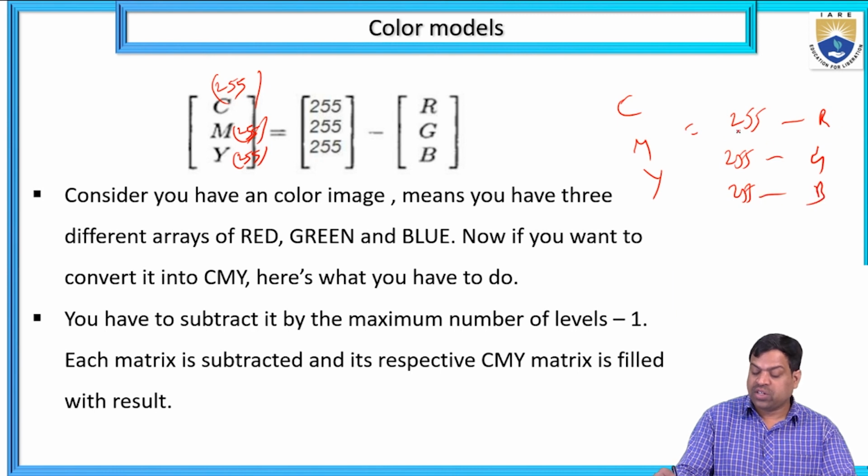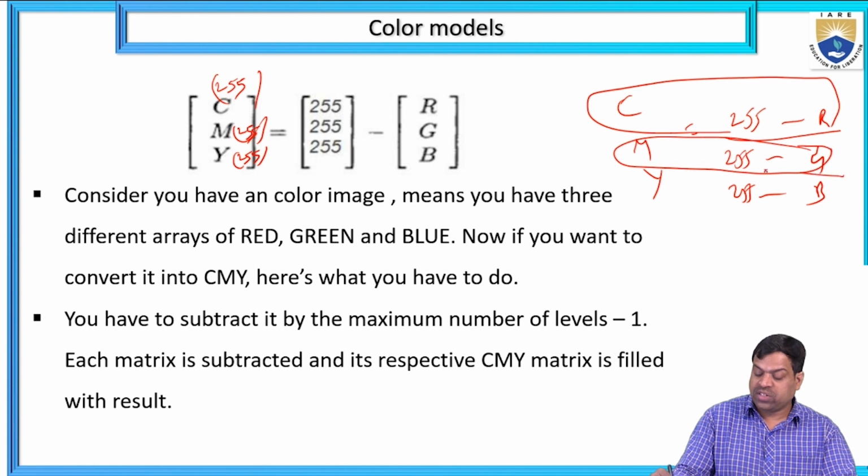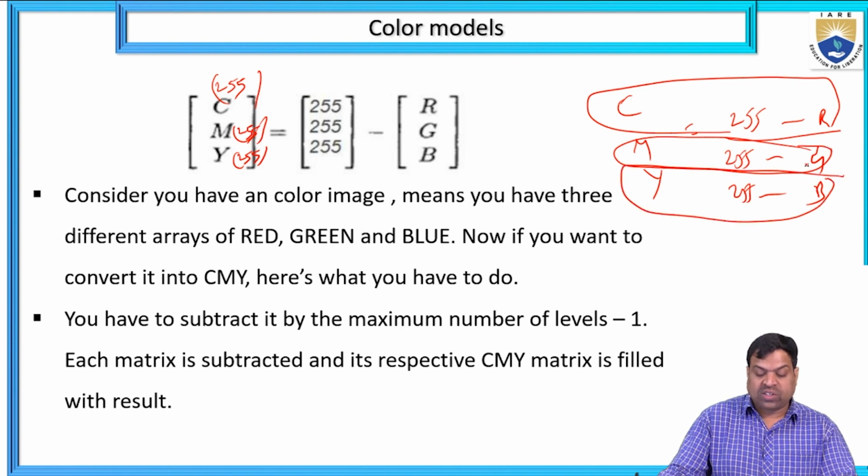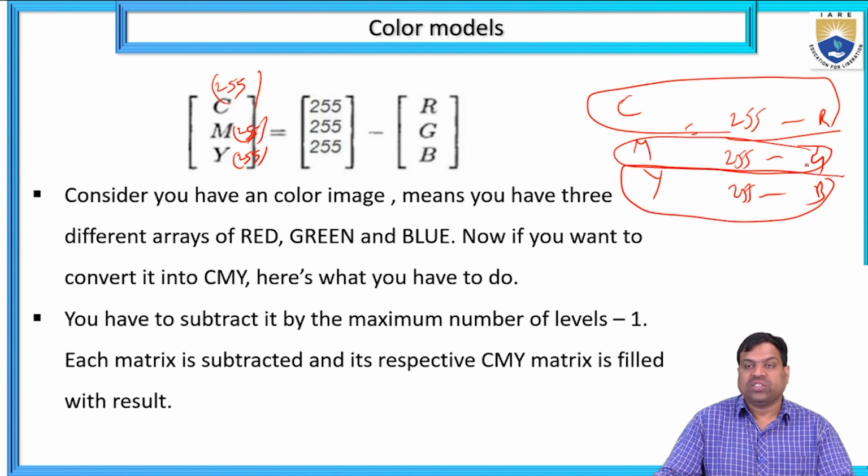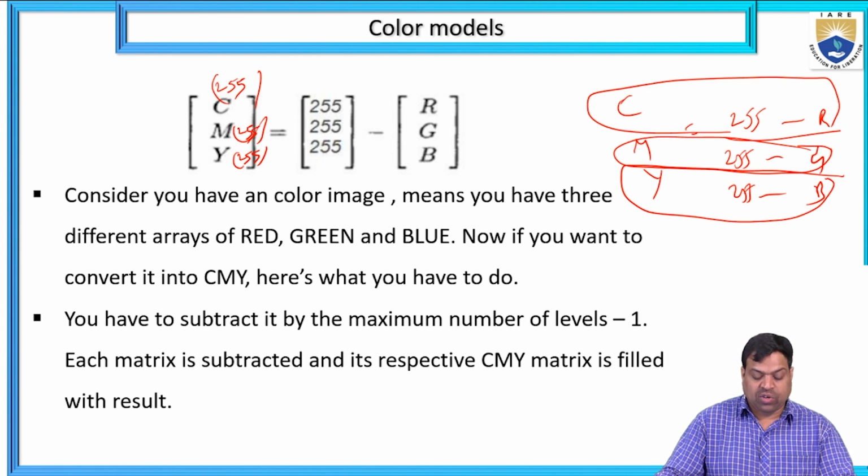It is nothing but a C, it is nothing but an M, it is nothing but a Y. So consider you have a color image, which means you have 3 different arrays: red, green, blue, and we want to convert the image to CMY. Here's what you have to do: we have to subtract from the maximum number of levels minus 1. Each matrix is subtracted and its respective CMY matrix is filled with the result.